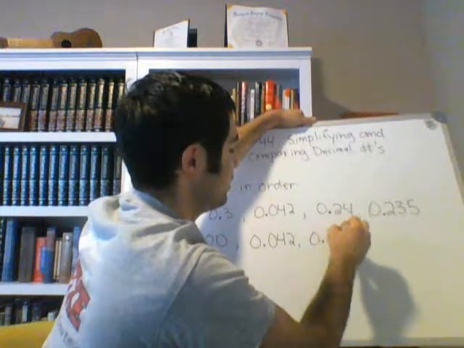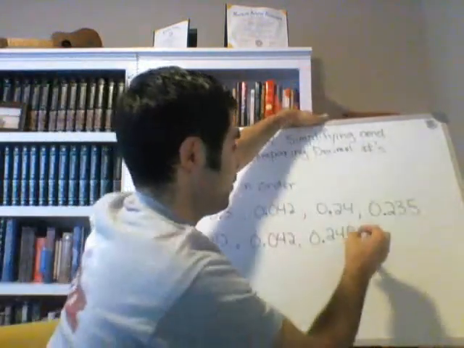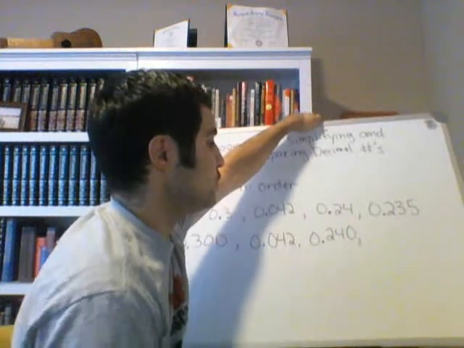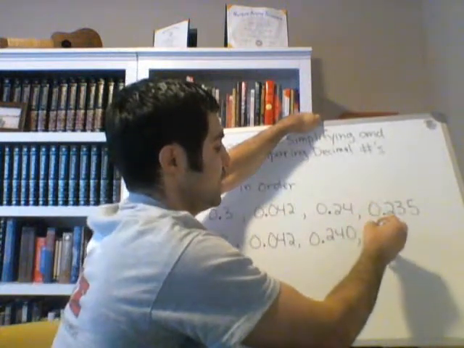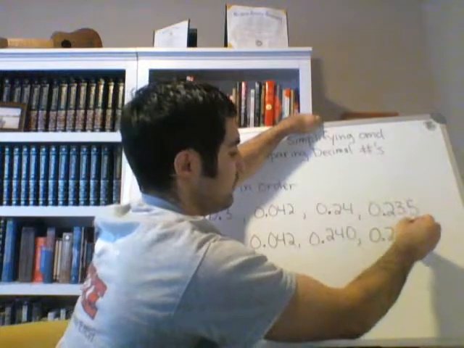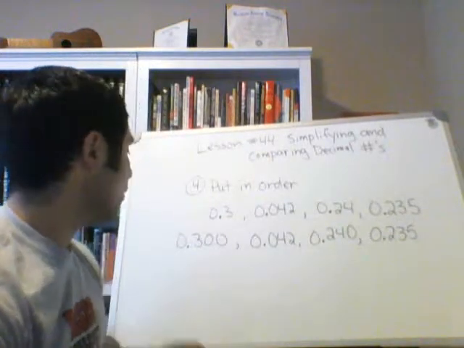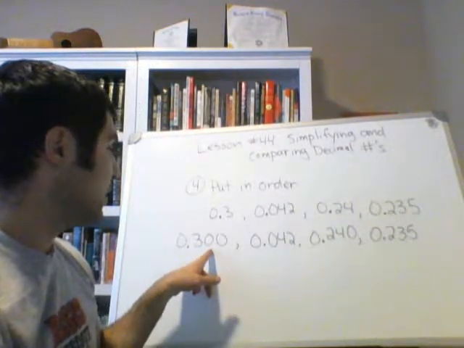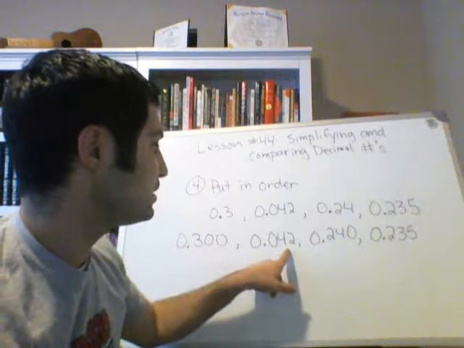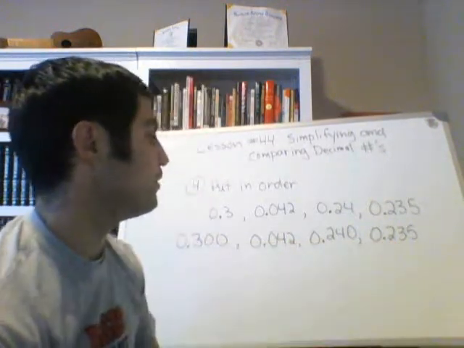We're going to make sure that we add a 0 so that each one of these decimals has the place value to the thousands. Alright, so for this one, it's going to be 0.235. Now, it's a lot easier to write these in order. This is 300 thousandths, this is only 42 thousandths, this is 240 thousandths, and this is 235 thousandths.